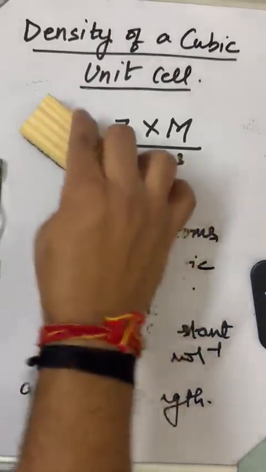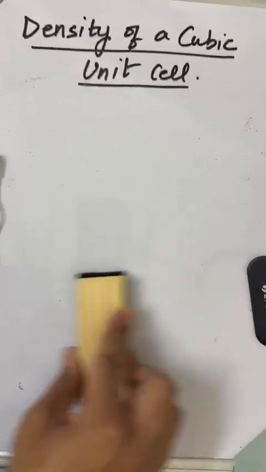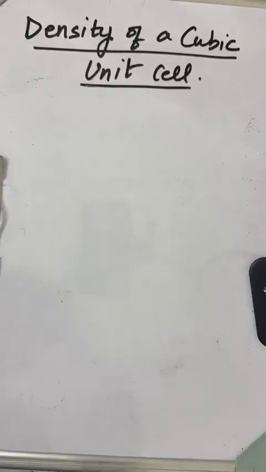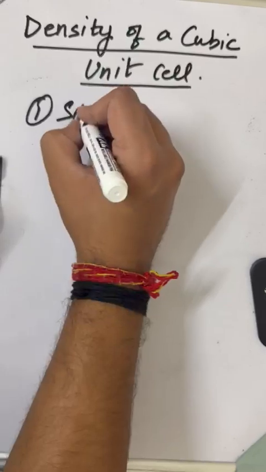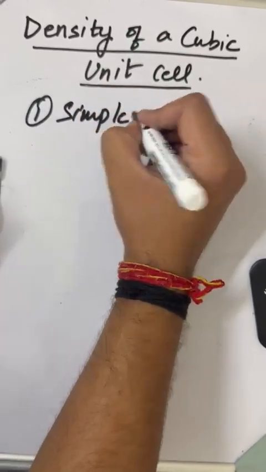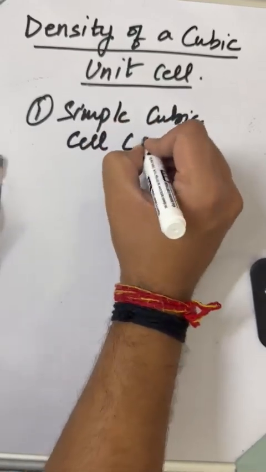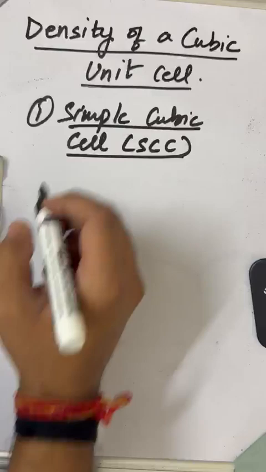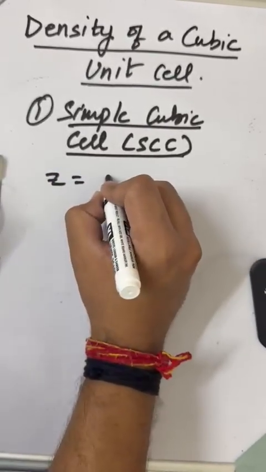So now I will tell you the different edge length formulas and also the different packing efficiencies for each of the three configurations before I give you the example. So first is the simple cubic cell, the SCC as we popularly know it. So here Z equals 1.